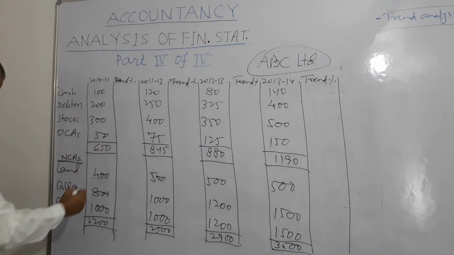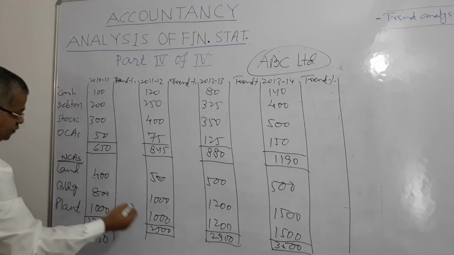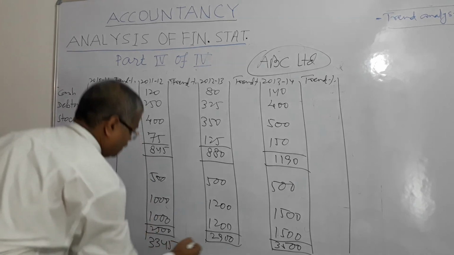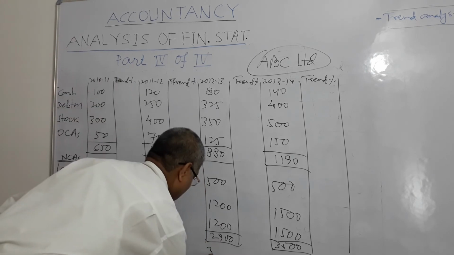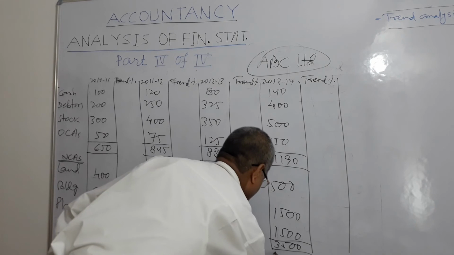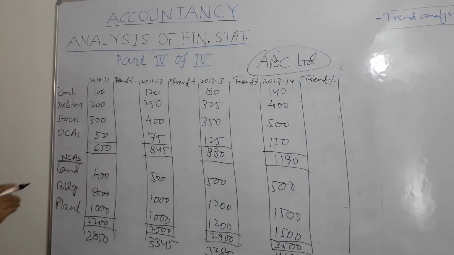So this total becomes 2850, 3345, 3780, and 4690. So now what do we need to do? We need to calculate trend percentage, right?